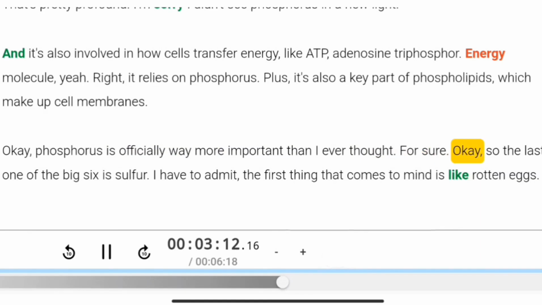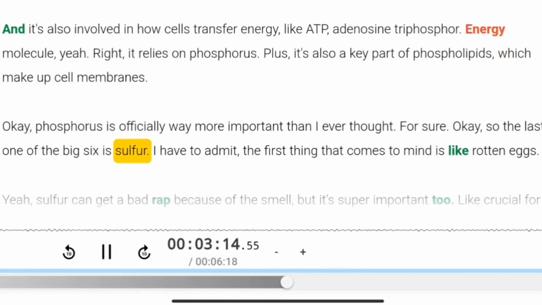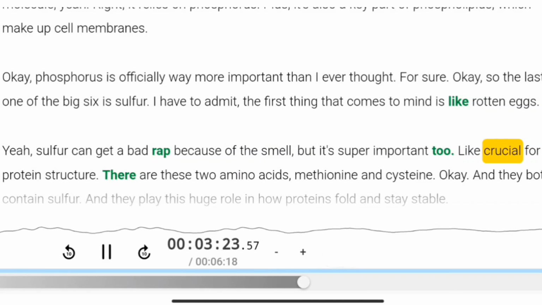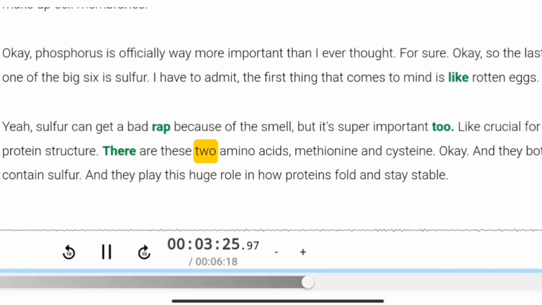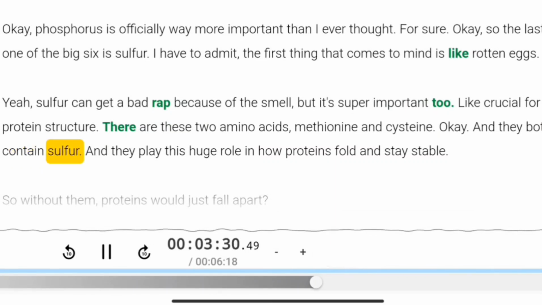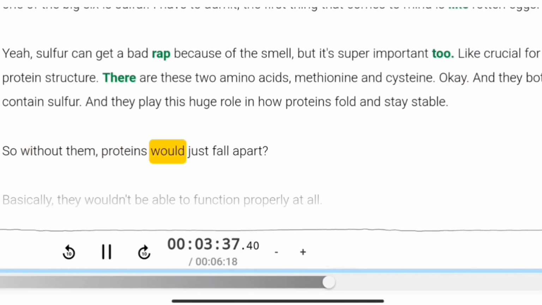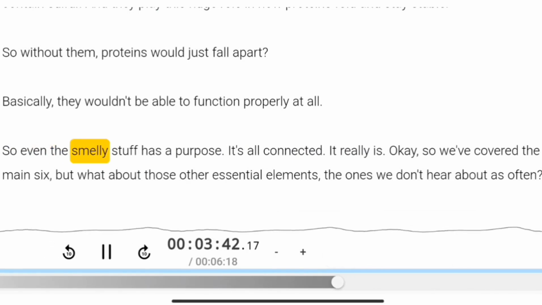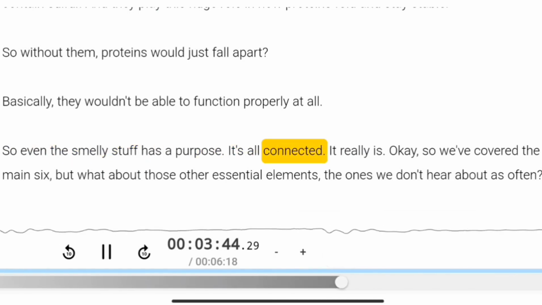For sure. Okay, so the last one of the big 6 is sulfur. I have to admit, the first thing that comes to mind is rotten eggs. Yeah, sulfur can get a bad rap because of the smell, but it's super important too, crucial for protein structure. There are these 2 amino acids, methionine and cysteine. Okay. And they both contain sulfur, and they play this huge role in how proteins fold and stay stable. So without them, proteins would just fall apart. Basically, they wouldn't be able to function properly at all. So even the smelly stuff has a purpose. It's all connected. It really is.